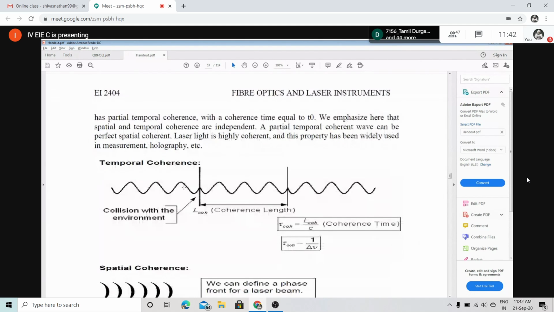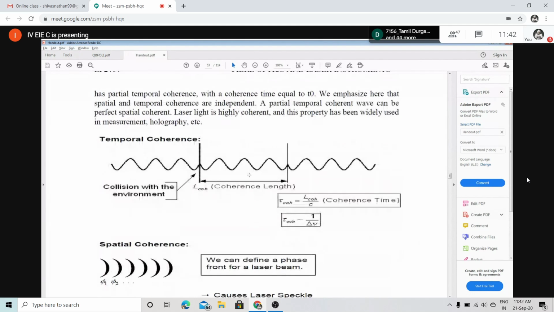And as long as it has this temporal coherence, the length until there is no change in phase, we call that the coherence length. After the coherence length, you will find a change in phase or the amplitude will change. So that is what you need to understand here. This coherence length is going to give us how long a time interval it will have a similar kind of pattern. So this is what temporal coherence is.